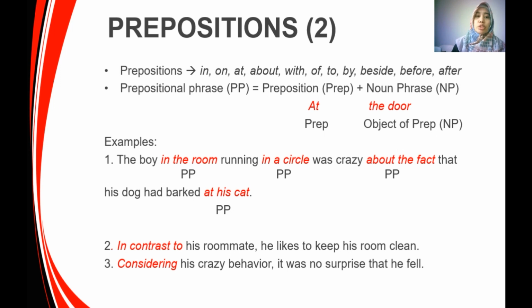And each of these prepositional phrases here has a preposition and also an object of the preposition. For example, in the first PP we have in as the preposition and the room as the object of the preposition. And then in a circle we have in as a preposition and a circle as the object of the preposition. In the third PP, about is the preposition, the fact is the object of the preposition, and the last one, at his cat, at is the preposition and his cat is the object of the preposition.